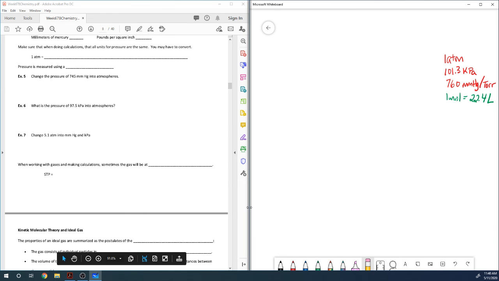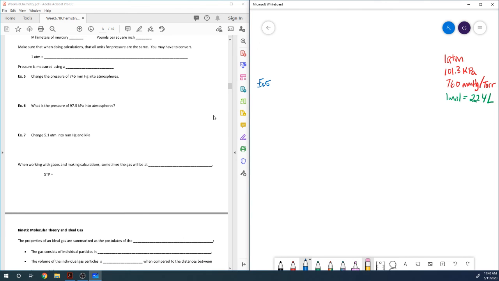So let's do example 5 from this section, changing the millimeters of mercury into atmospheres. So millimeters of mercury, torr, ATM, these are all just pressures, right? So usually we sit at a regular 1 ATM, which is 760 torr, or 760 millimeters of mercury. Okay, so we're setting this up the same way that we've done everything so far. I want to know how many ATM equals 745 millimeters of mercury.